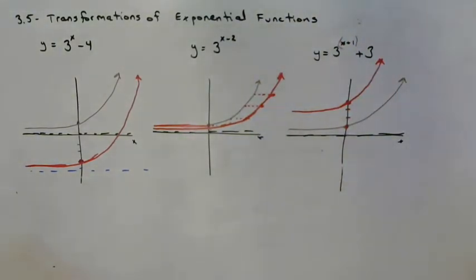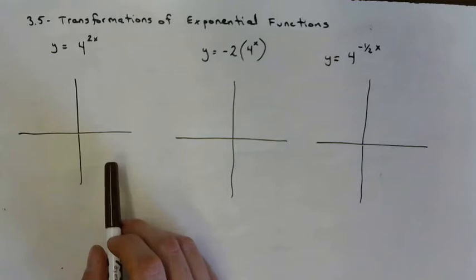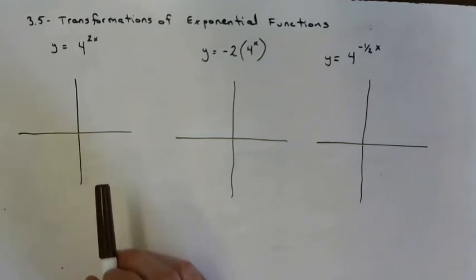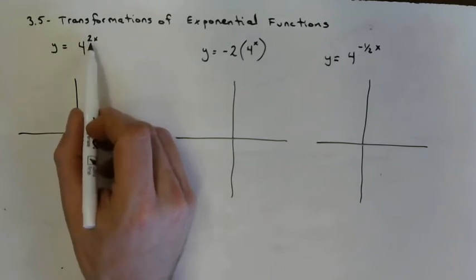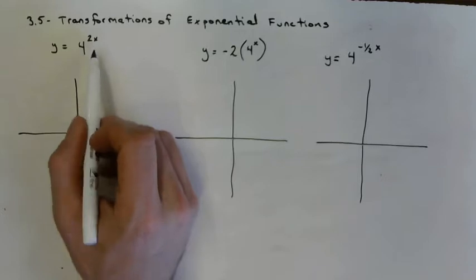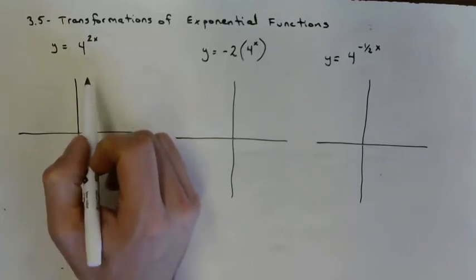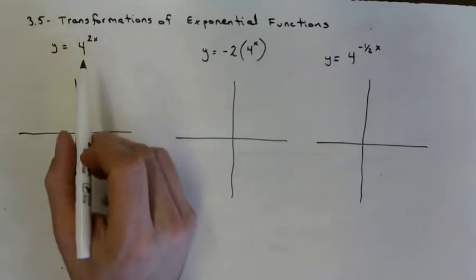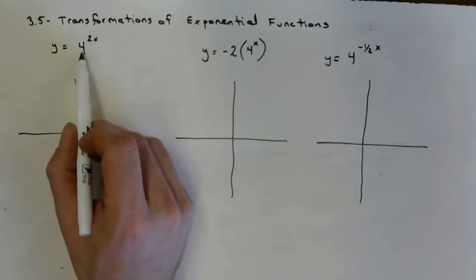Okay, vertical and horizontal stretches, compressions, and reflections. So what do you see here? Oh, it's a vertical stretch. Horizontal compression. Yeah, good. Horizontal compression. Okay, so we have 4 to the power of x, kind of. It's actually 4 to the power of 2x.